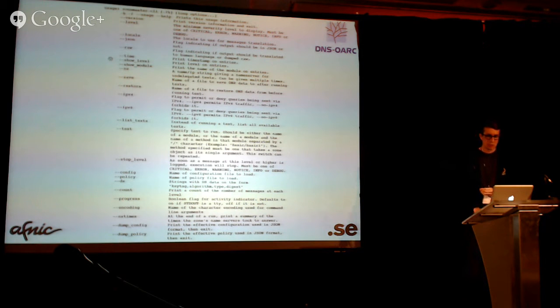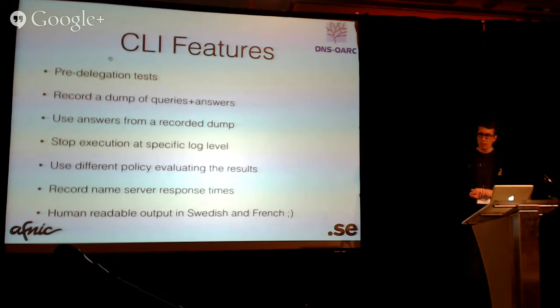I will tell you shortly about some of the features. In the CLI, you can also do pre-delegation tests. You can also record everything you do as a DNS dump that you can play back later. So you can share your strange domain with us if you want to. You can record it and send us the dump, and we can actually see what's happening in our code if there is something very strange in there.